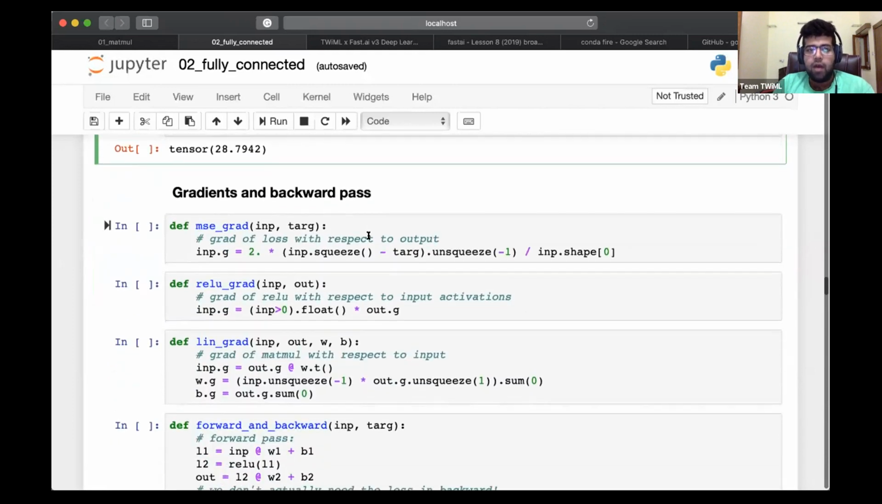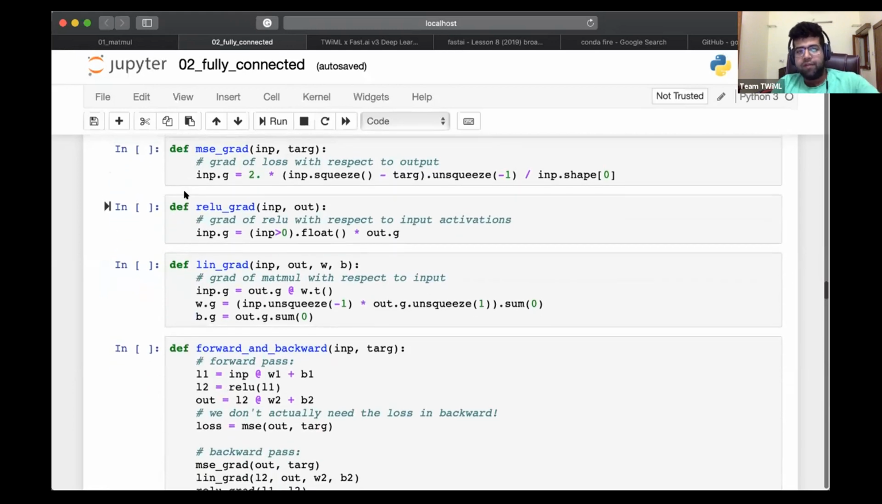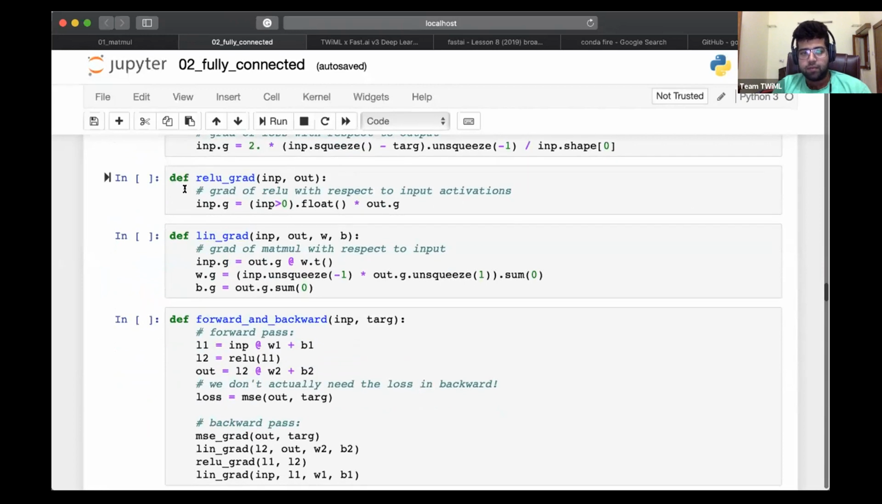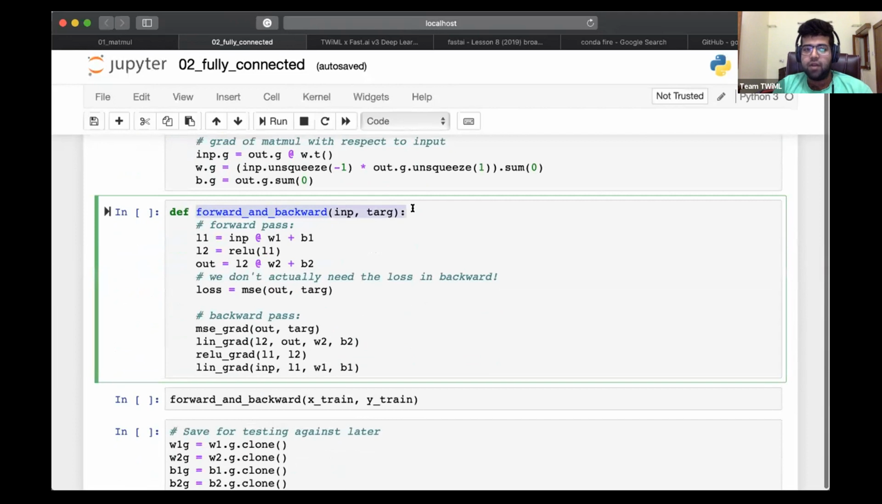Next, we define how the gradients are calculated and how the backward pass is done. Now, if you were like me and you had just used PyTorch earlier, it was really easy to just turn on autograd and you can just compute the backward pass easily. But if you really want to understand how that goes on behind the scenes, you can replicate this notebook by hand, and you'll have a much better understanding, speaking from experience. So we define all of the backward passes, and we finally define this forward and backward pass, which will account for both of those.